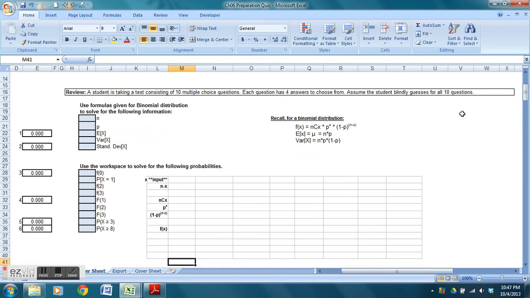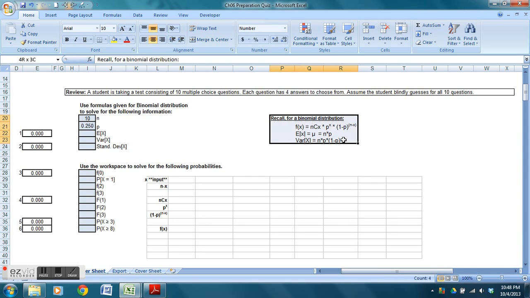So, question number 1, 10 multiple choice questions, 4 answers to choose from each. Student guesses blindly for each one. What's the probability that he or she is going to get something right? So first thing you realize, this is a binomial. There are 10 trials. Probability of getting any trial right is 1 out of 4. It's the probability of getting a question right, the probability of success in any trial. Your expected value of x.